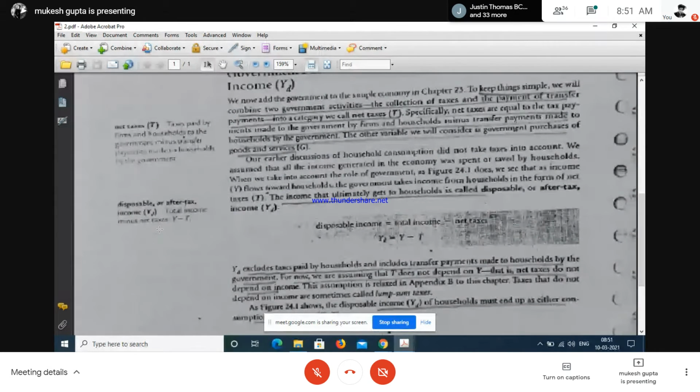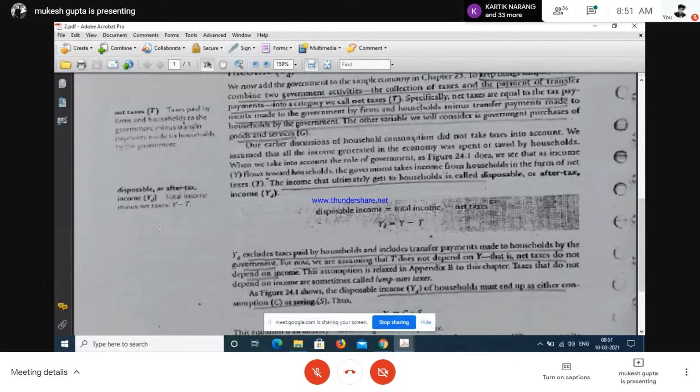Now, in macroeconomics we talk about aggregate income and aggregate expenditure. So Y represents the total income of the economy, and net tax is the tax minus transfer payments. Ultimately, the disposable income of the household is Yd equal to Y minus T.